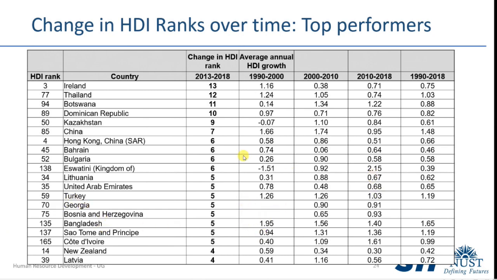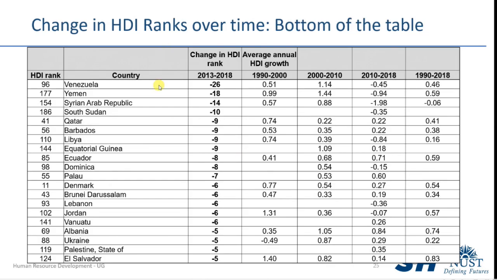Okay, these are the bottom of the table. These are, of course, economic and war hit countries: Venezuela, Yemen, Syrian Arab Republic, South Sudan, Qatar. Strange, these countries have lost 26 places, Venezuela, minus 18 for Yemen, and the growth in human development has been negative for South Sudan.